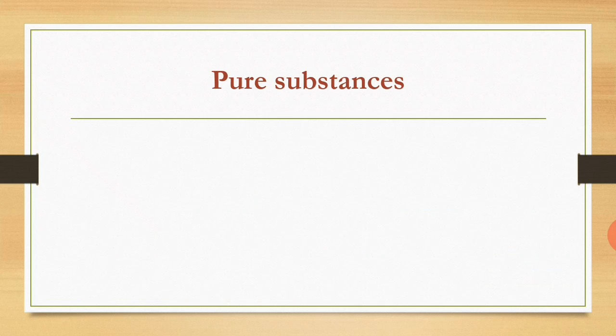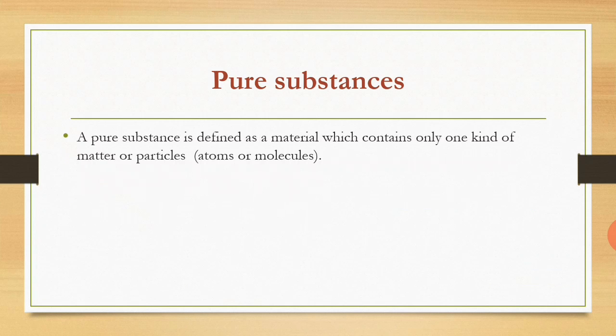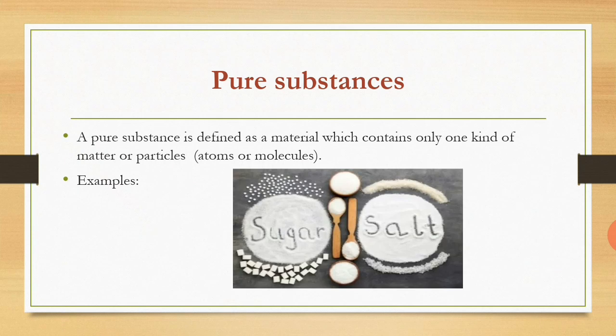So what are pure substances according to science? The pure substances are those substances which contain only one kind of matter or particles, like only one type of atoms or molecules are present in a particular substance that can be characterized as pure substances. For example, sugar, salt, all the metals around you, they are also pure substances. They are made up of only one type of atom or one type of molecules.